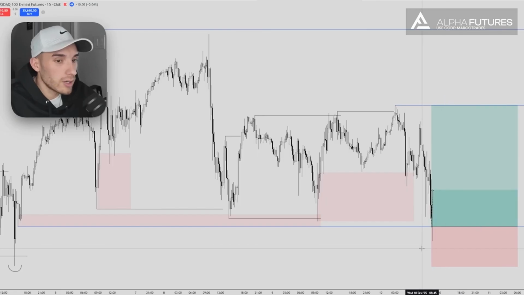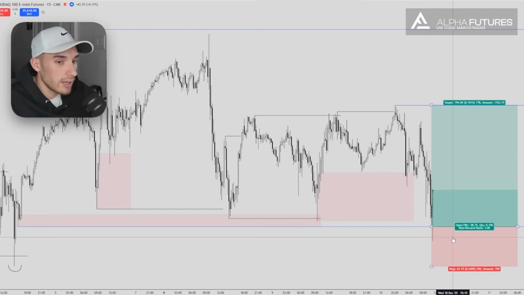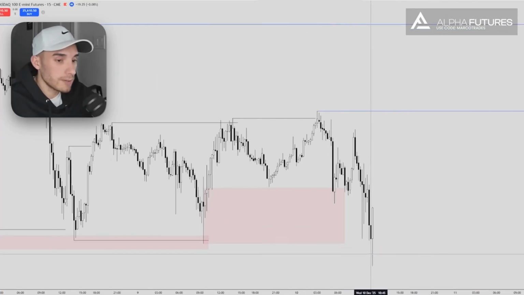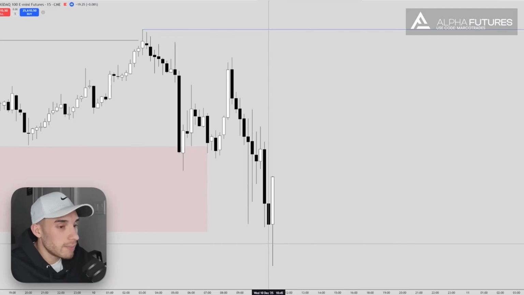Okay, so there we go. Price tags us into a T. It comes a little bit in drawdown. And if I actually remove this tool, I'm going to show you guys something a little powerful here. And we're going to zoom in. Look at my crosshair. Right here, it's 10:45 a.m. What happens at 11 a.m.? We get an hourly closure.